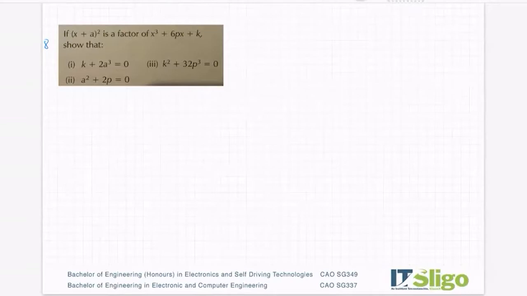Okay, so again, you can do this with long division, or you can do it by equating the coefficients, and I am going to equate the coefficients. If you look at example 7, we did it both ways, so see if you have a preference.